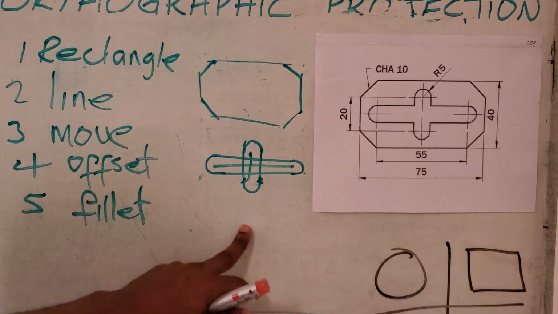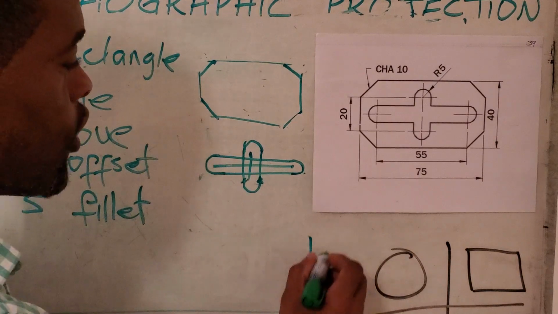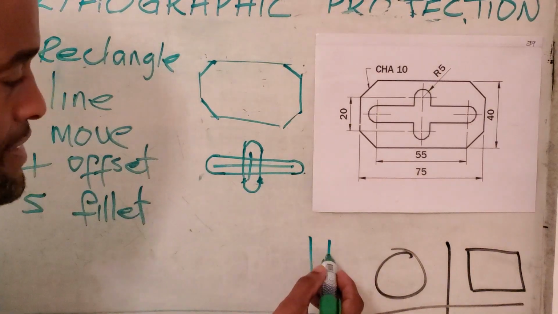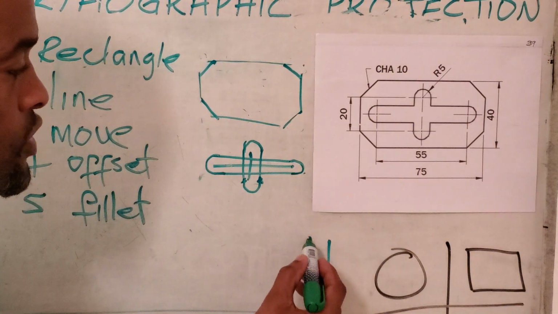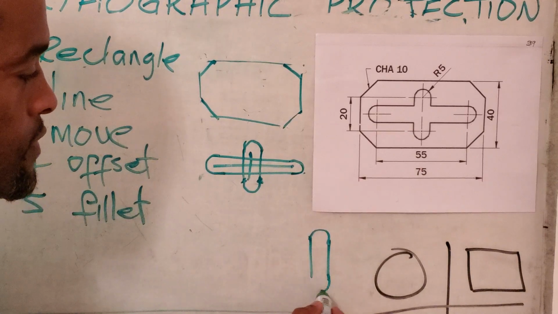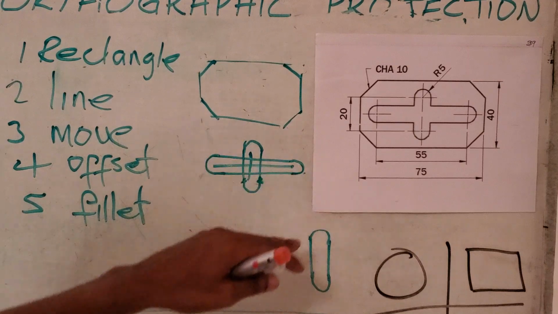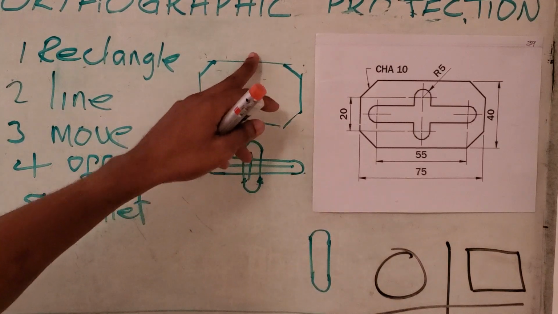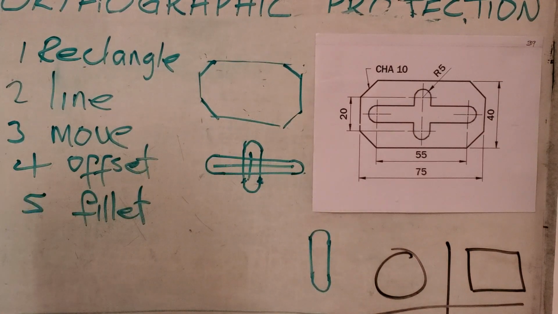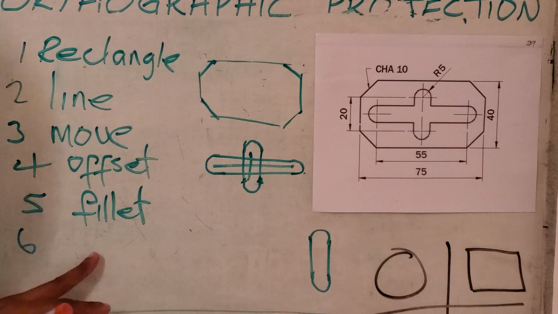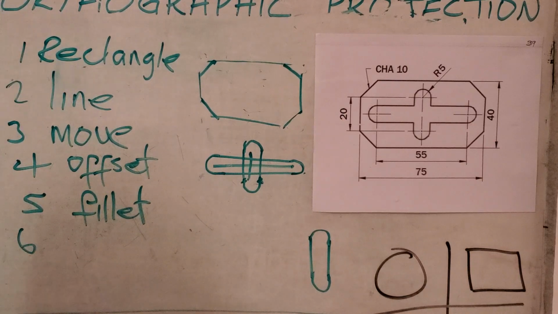So what fillet does, when you fillet the end of a perpendicular line, you get a semicircle. Very important. So now that you have gotten this, the next step is to establish the center mark for here. So you could now move this into place. So the next step would be move. M for move.